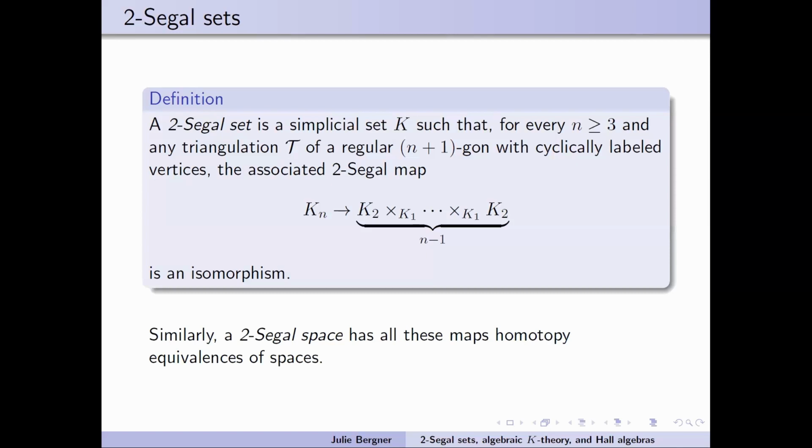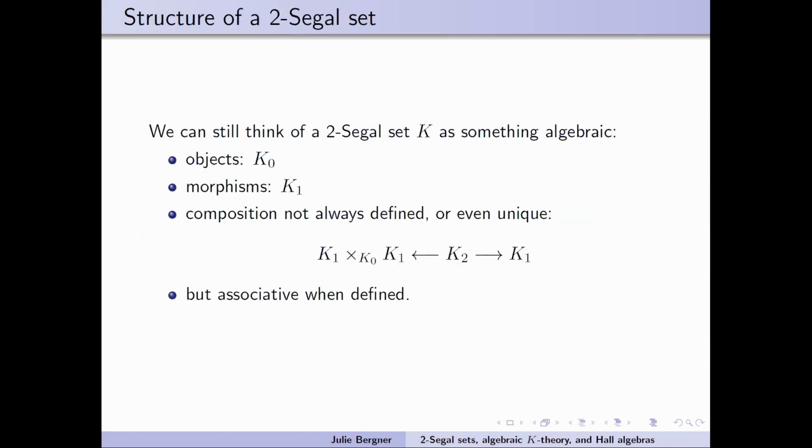All right, well, how should we think of this? If a one Segal set was the nerve of a category, what is this doing for us? Well, it should be something weaker. So we can still think of K0 as objects, K1 as morphisms, but now we're going to have trouble when we try to do composition because we don't know anything about this map from K2 to K1 cross K1 over K0 anymore. We know nothing about that map.